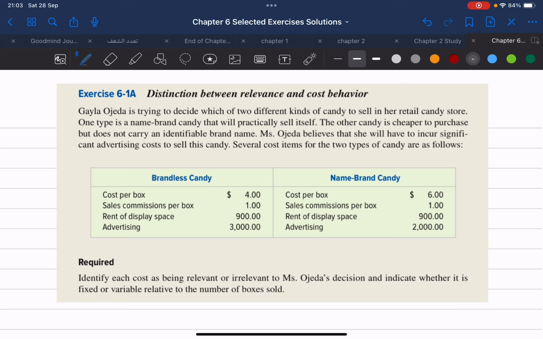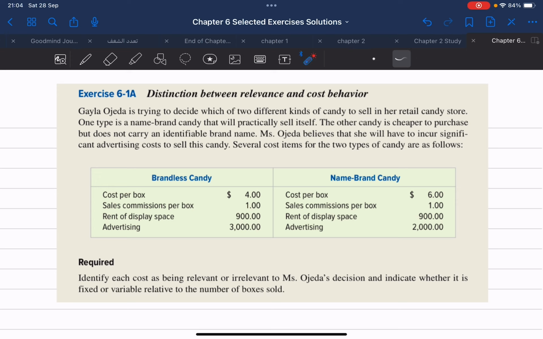This question says, Gayla Ojida is trying to decide which of two different kinds of candy to sell in her retail candy store. One type is a name brand candy that will practically sell itself. The other candy is cheaper to purchase, but does not carry an identifiable brand name. Ms. Ojida believes that she will have to incur significant advertising costs to sell this candy. Several cost items for the two types of candy are as follows.